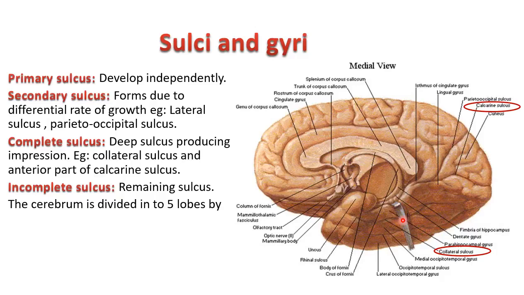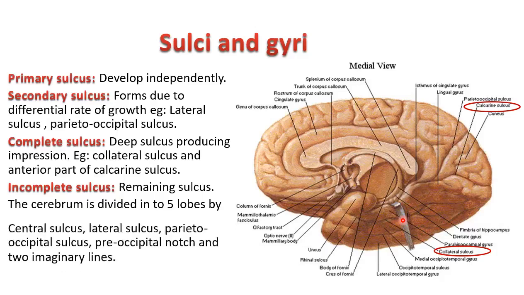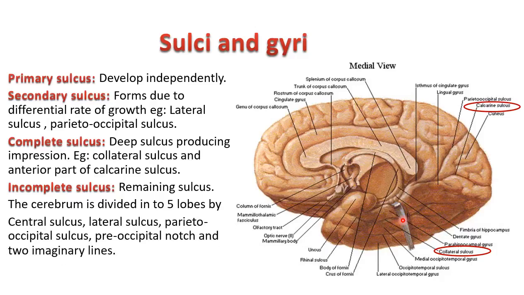And why it is actually given as five lobes is that there is also one more lobe, which is hidden and called the insular cortex. So that is why we consider it as five lobes. Some books also refer to the cerebrum as having six lobes because they also include the limbic lobe. But the limbic lobe is not a very separate entity.